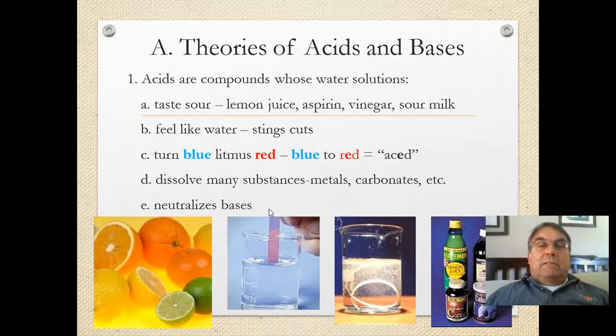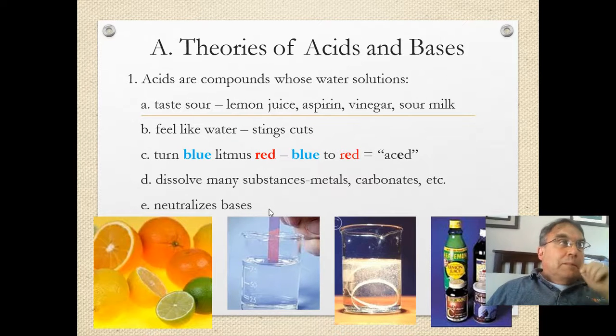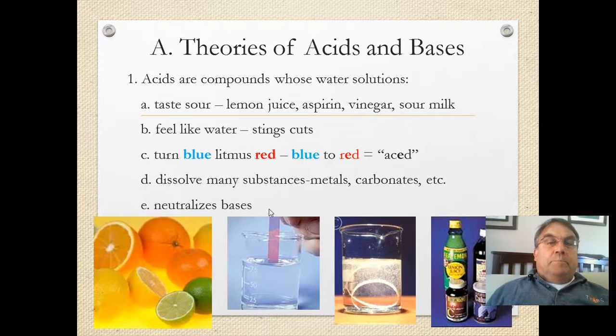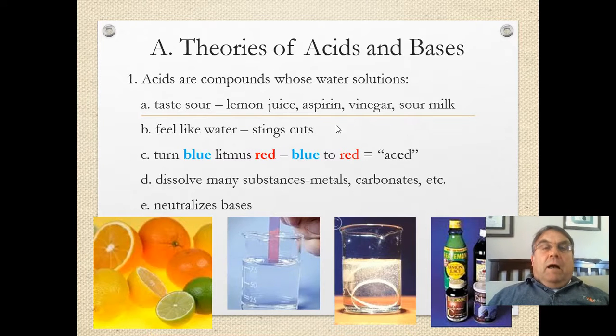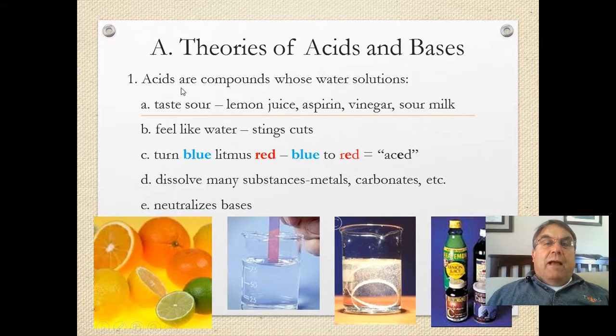So, acids and bases are super common substances. There's lots of ways of talking about them. One of the ways is through descriptive chemistry. So we can describe various properties of acids and bases, and these are those properties.